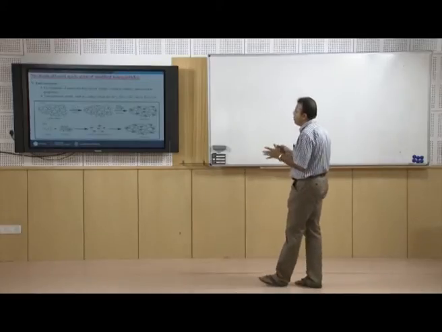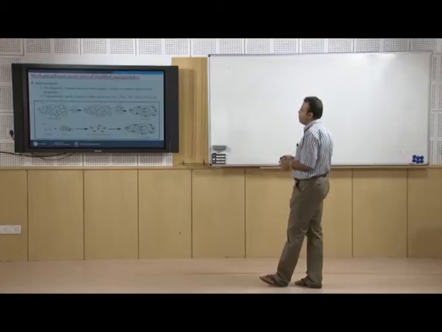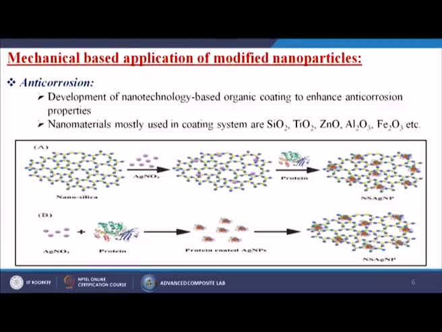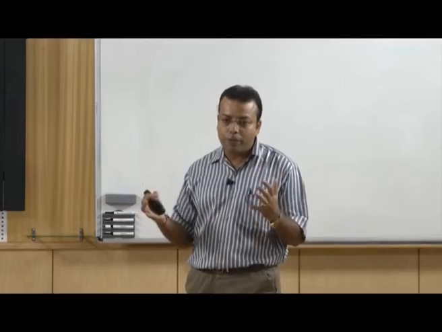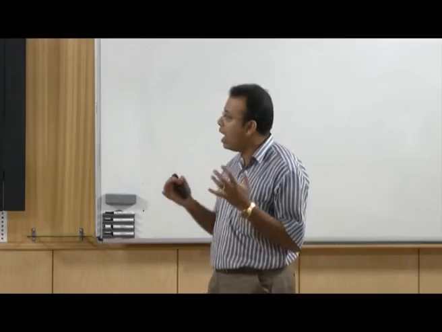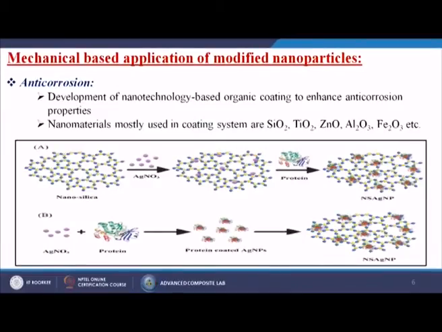Now, I am trying to give you certain examples of where we are going to use these nanoparticles. The first one is called mechanical based applications of modified nanoparticles. In this particular figure there are two methods by which we are trying to make modifications of the nanoparticles. How? First is the anti-corrosion properties.